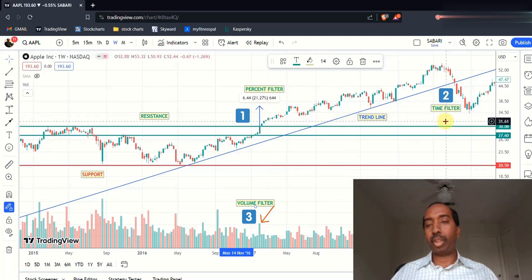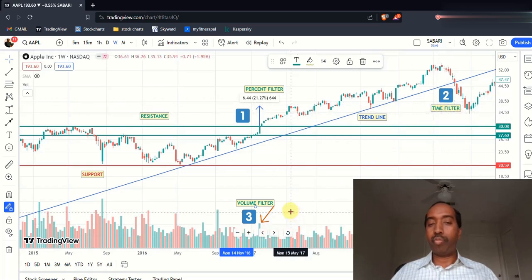Time filter. Like I mentioned earlier, the close of the candle below the breakout level, here the trend line. When the close happens below for a specific period of time, for example, 2 candles, 3 candles, whatever it is. Here I consider if price closes below the trend line for 2 candles, it is considered as breakout, which is the second option of confirmation, which is time filter.